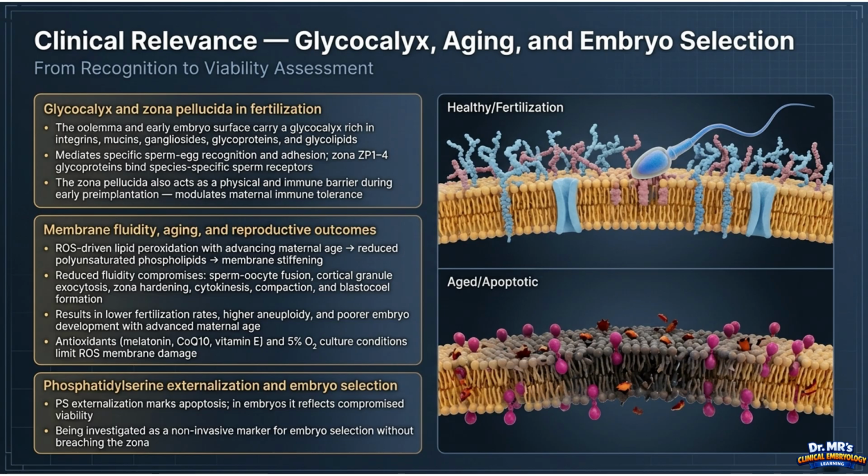This is why antioxidant supplementation strategies, melatonin, coenzyme Q10, and vitamin E in culture media and as oral supplements, and the use of 5% oxygen culture conditions rather than atmospheric 21% oxygen, are not merely experimental niceties. They are attempts to limit reactive oxygen species-mediated membrane damage in a patient population that is intrinsically more vulnerable to oxidative stress.